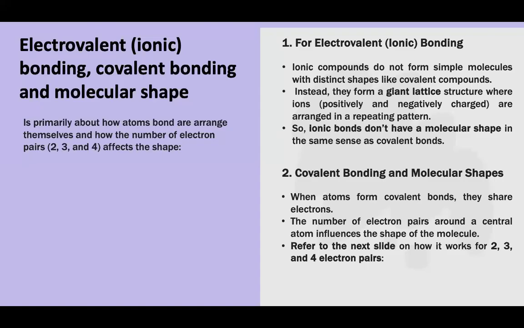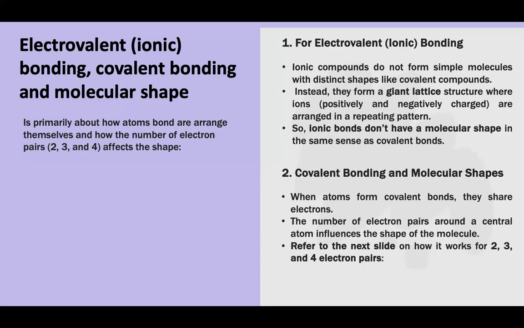Electrovalent bonding, covalent bonding, and molecular shape is primarily about how atoms are arranged and how the number of electron pairs, 2, 3, and 4, affects the shape. For electrovalent ionic bonds, ionic compounds do not form simple molecules with distinct shapes like covalent compounds. Instead, they form a giant lattice structure where ions, positively and negatively charged, are arranged in a repeating pattern. So, ionic bonds don't have a molecular shape in the same sense as covalent bonds.